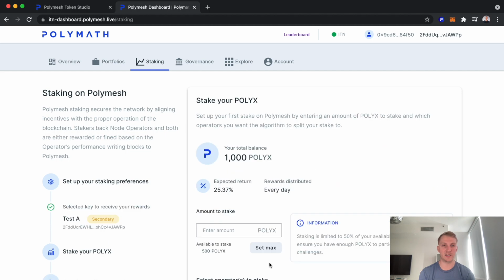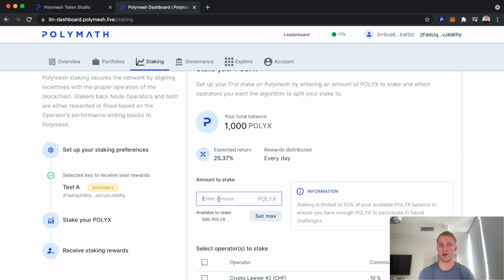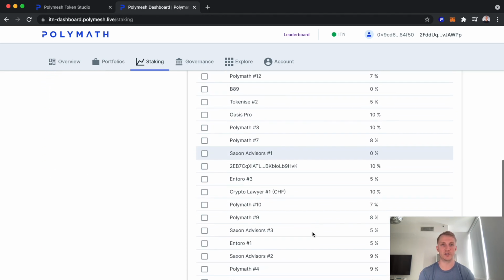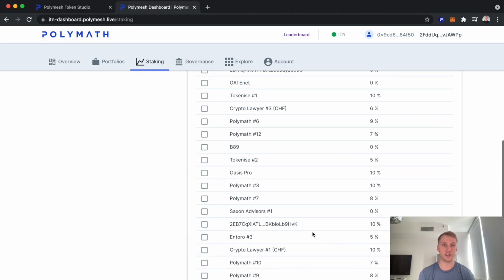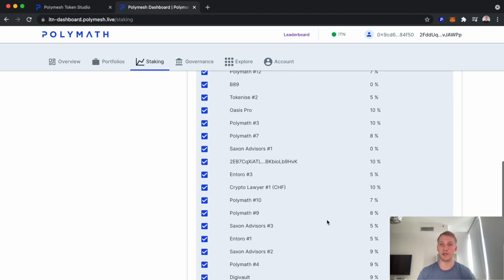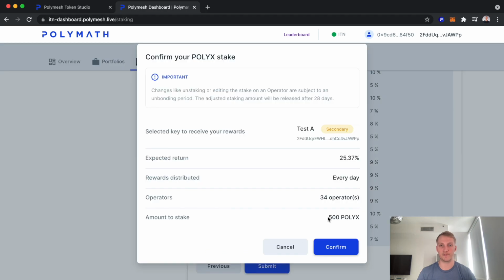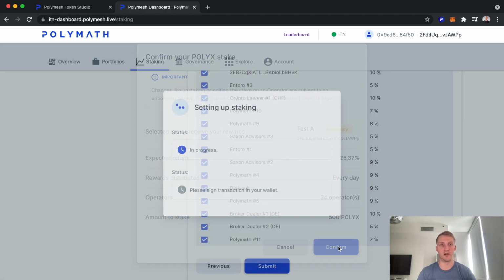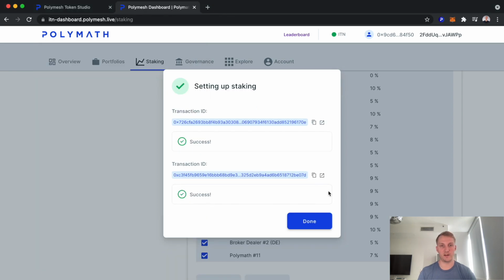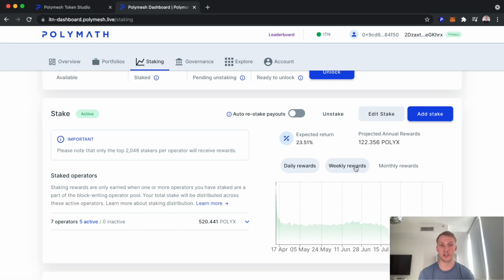Alice is done investing, and so she's now ready to stake some Polyx to earn rewards on Polymesh and to help secure the chain. So she can pick any one of these operators here that she wants to stake on, or she can just say, you know what, I want to stake on all the operators. And her amount of stake will be split between the operators based on an algorithm that provides the most security possible to the Polymesh chain. So here she's just going to sign that transaction. Again, very low network fee to do so. And she can check out her projected daily rewards, weekly rewards, and monthly rewards.